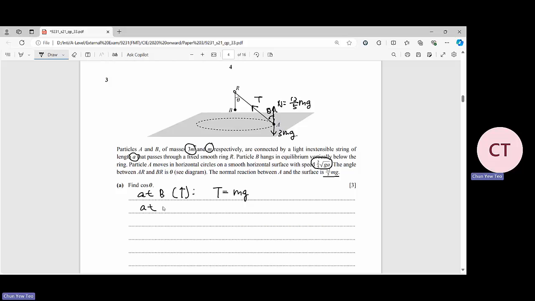So at A, if you resolve the forces vertically, you get T cos theta plus 12/5 mg equal to the weight 3 mg. So if you substitute the value of T equal to mg into this equation, then you will get mg cos theta equals 3/5 mg. So therefore, you cancel the mg, your cos theta is 3/5. Done for part A. And now you move on to part B.